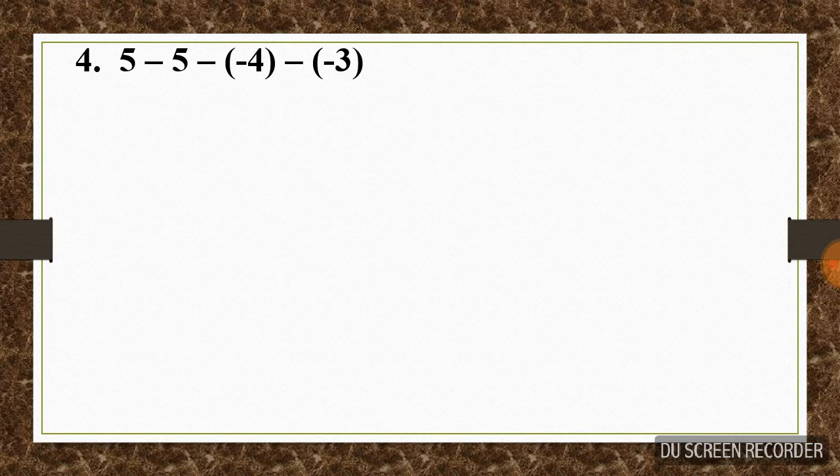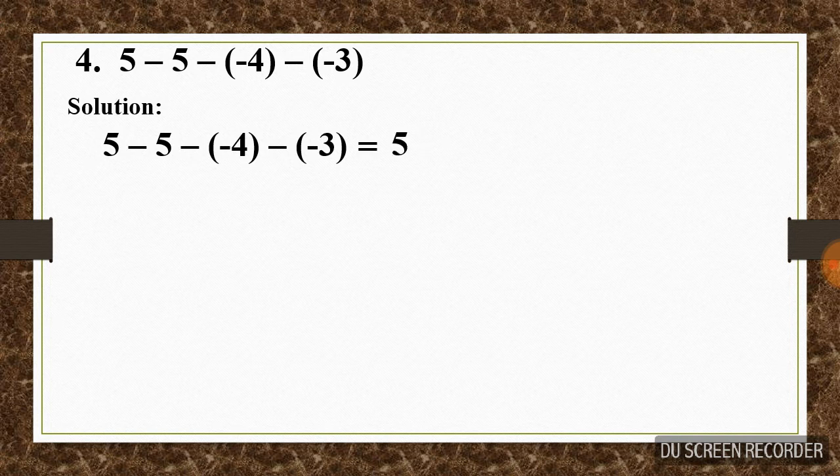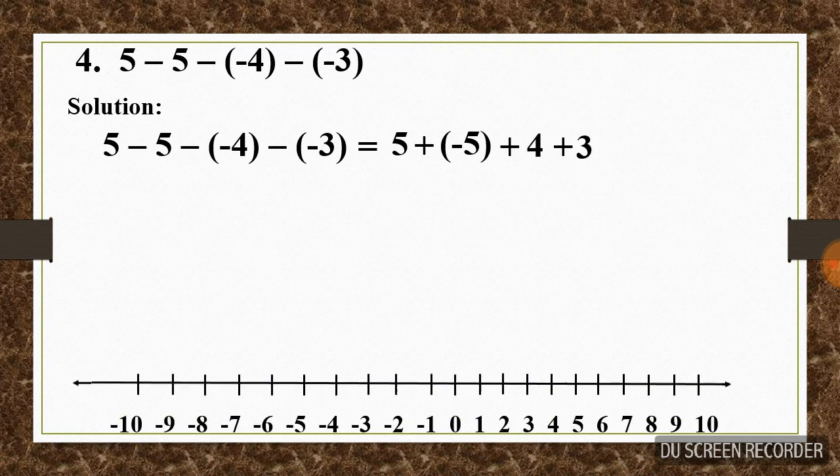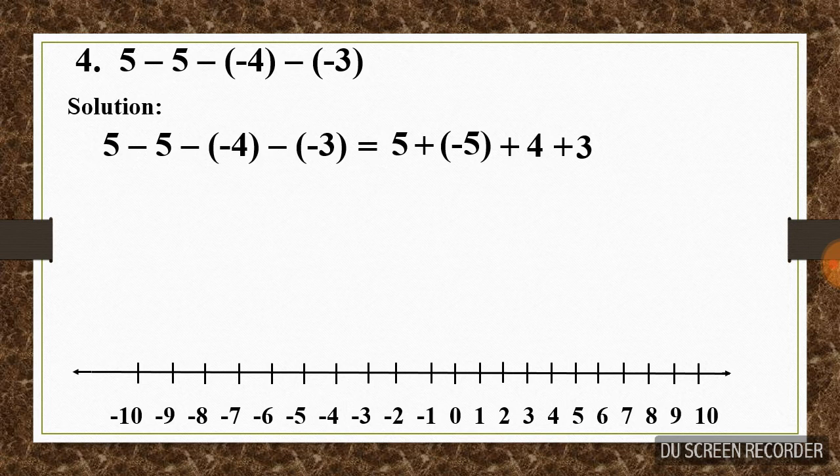5 minus 5 minus negative 4 minus negative 3. Again, by applying the general rule in subtracting integers, 5 minus 5 minus negative 4 minus negative 3 would now become 5 plus negative 5 plus 4 plus 3. Now by using number line, let's solve this problem.